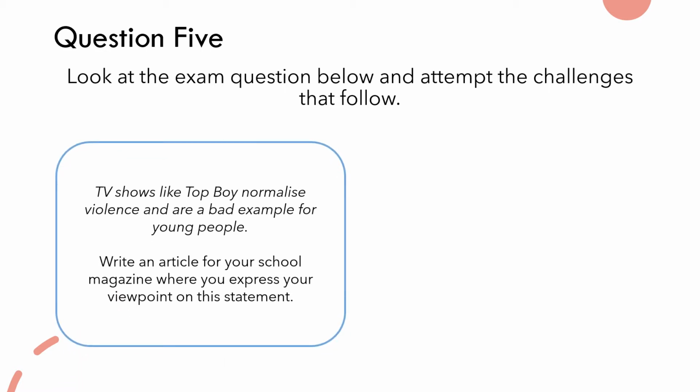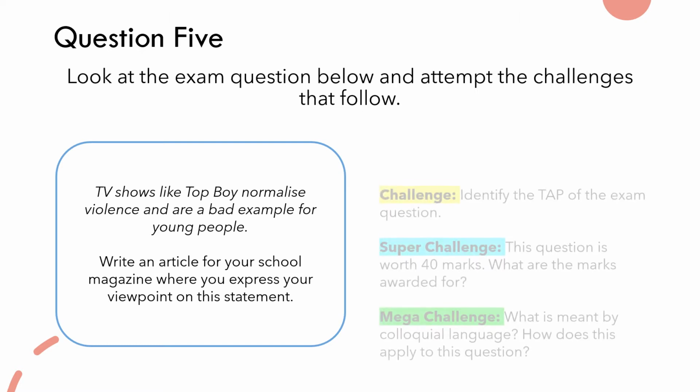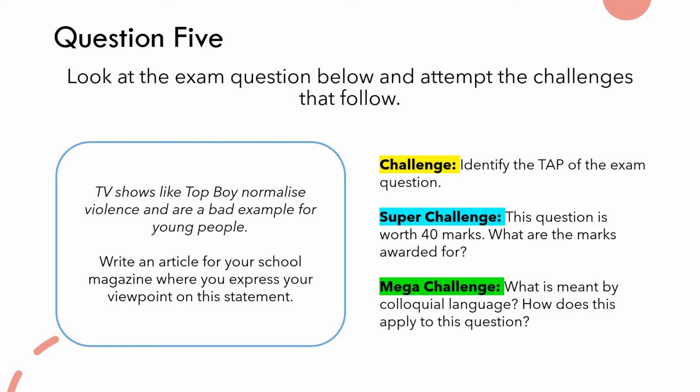So the question we're going to focus on today is: TV shows like Top Boy normalise violence and are a bad example for young people. Write an article for your school magazine where you express your viewpoint on this statement. And we have a number of challenges here on the right hand side. So the first one is identify the TAP of the exam question.